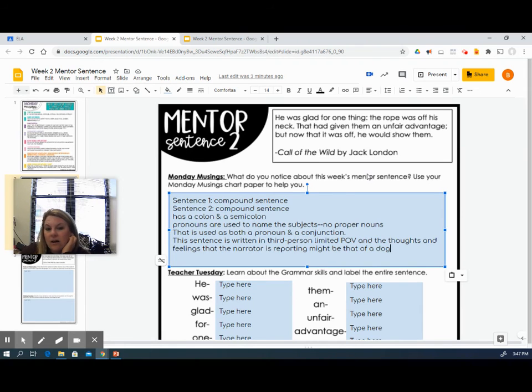And then in all of my classes, we talked about how this sentence was written in third person limited point of view, and the thoughts and feelings that we're getting could be that of a dog. They were just telling me that they thought that because they thought that the rope around his neck was probably a collar attached to a leash or something similar in nature. And then they also thought that it was a dog because some of them had some working knowledge of the book Call of the Wild or the movie.